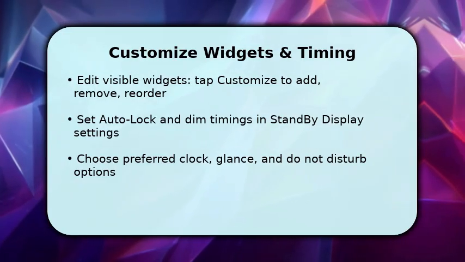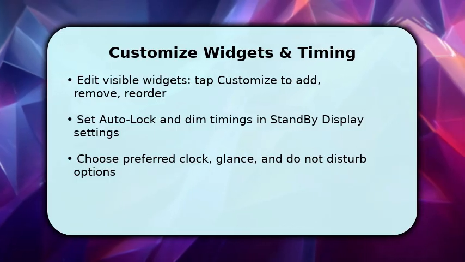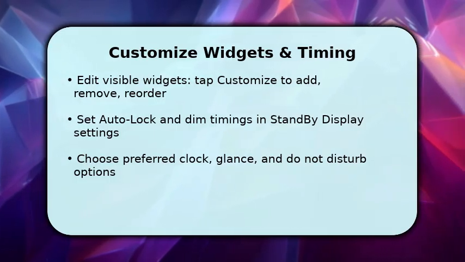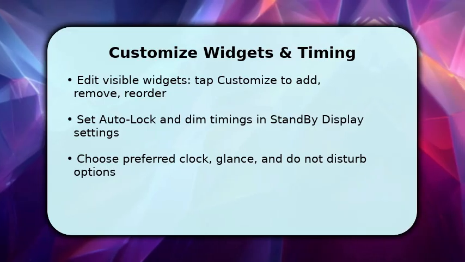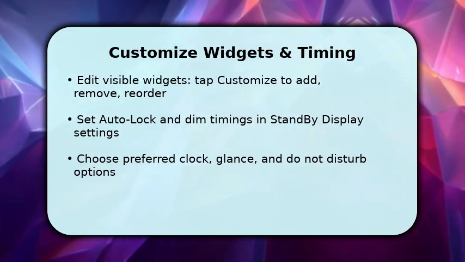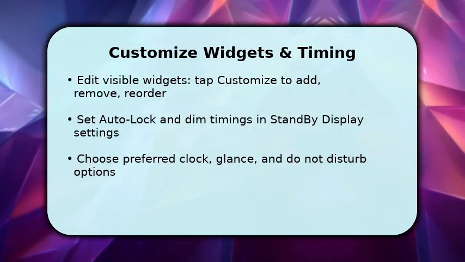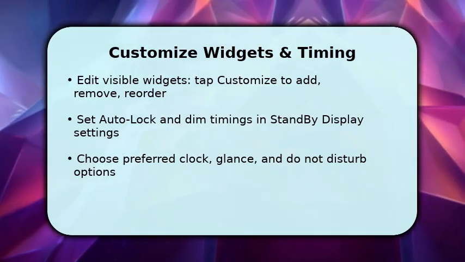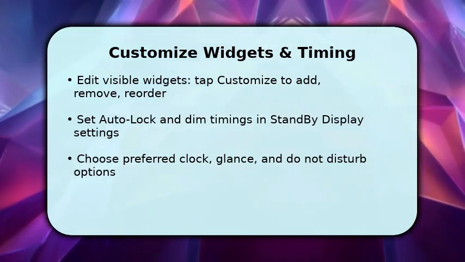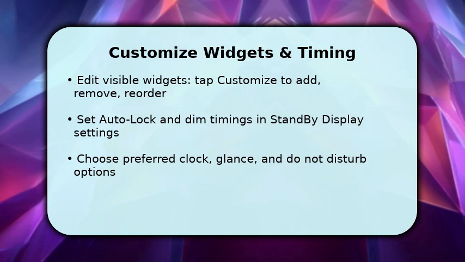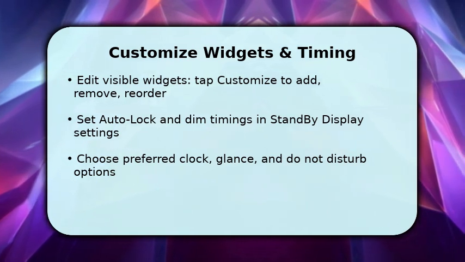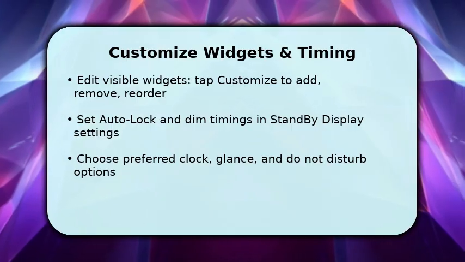Then go into Display and Brightness within Standby to set dim timing and auto lock. Shorter times save battery, while longer times keep info visible. Also pick the clock style and whether Do Not Disturb or Focus filters suppress notifications. Make these choices intentionally so Standby presents only what you need, and the device behaves predictably overnight or while docked.